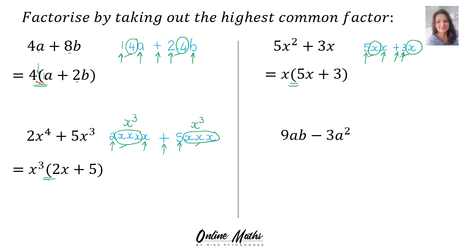Another one, 9ab minus 3a squared. So again, my advice to you is to now in the beginning write that in expanded form.